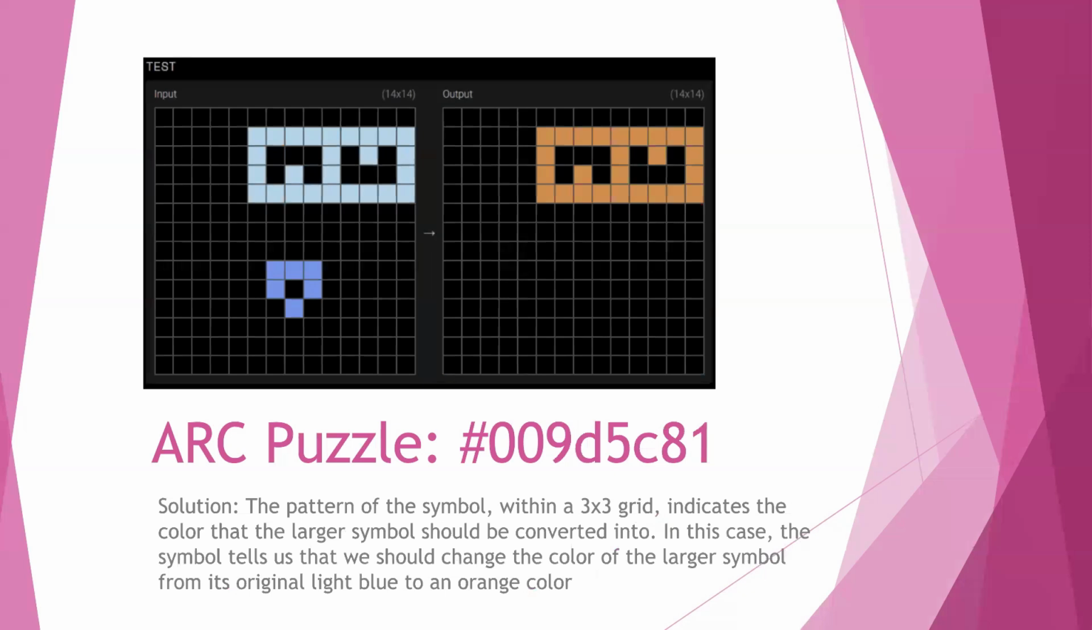The second puzzle is number 009D5C81. The main component of this puzzle that we're focusing on is this 3 by 3 grid symbol right here. We can tell that it's 3 by 3 because 1, 2, 3, and then 1, 2, 3. Essentially, the pattern of this symbol indicates the color that the larger symbol should be converted into. So, because of the symbol here, this indicates that we must convert this light blue into orange, and then we get rid of the 3 by 3 grid because we don't need it anymore.